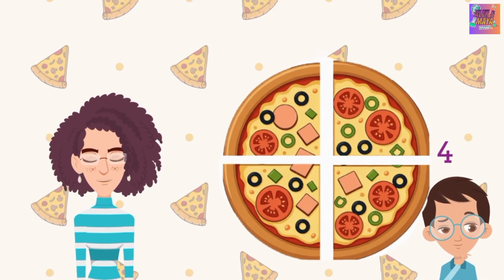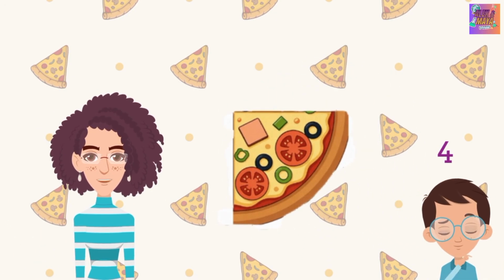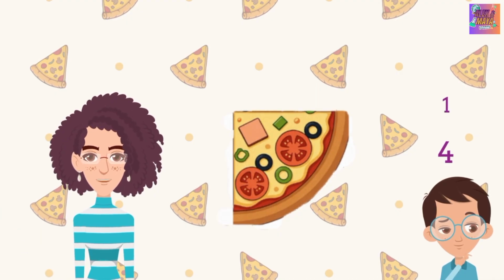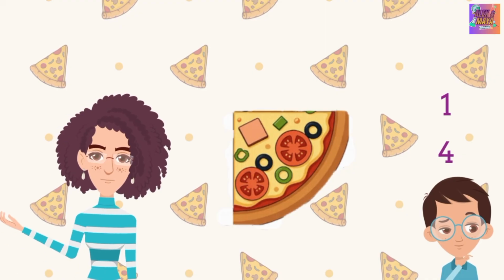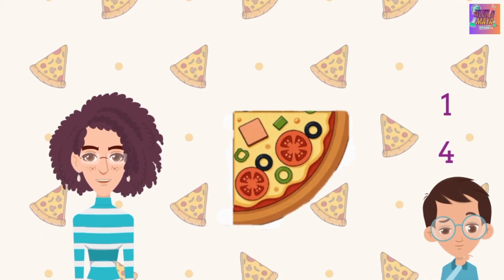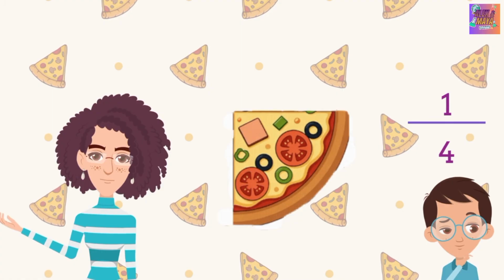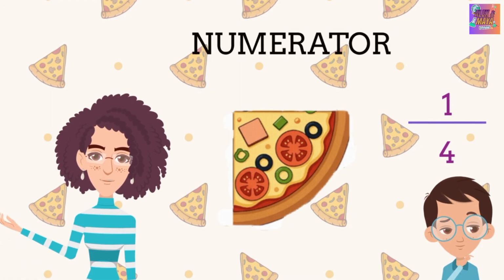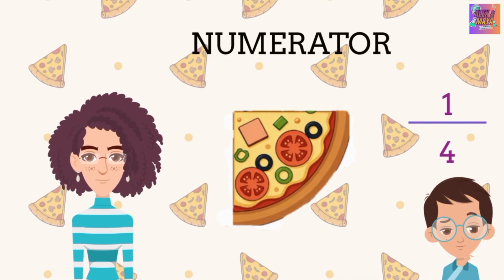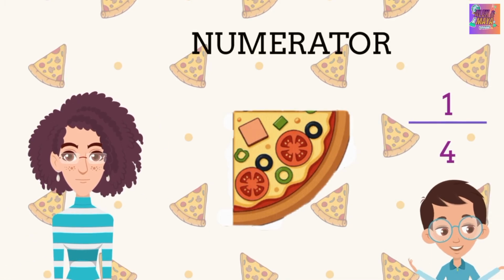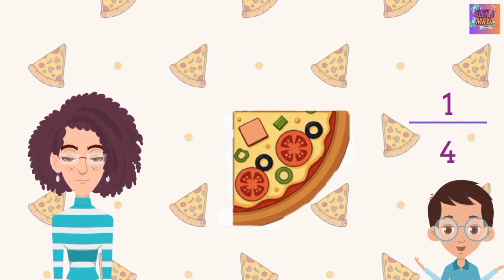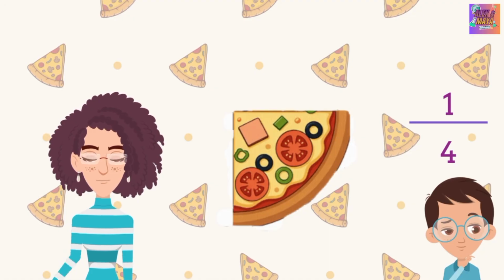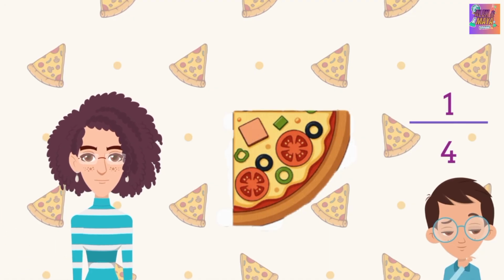Exactly. Now here is one slice for you. You have 1 part out of the 4 total parts. That number 1 is our top number. It's called the numerator. The numerator tells us how many parts we are talking about right now. So the numerator is how many I have, and the denominator is how many there are altogether. You got it. You have 1/4 of the pizza.